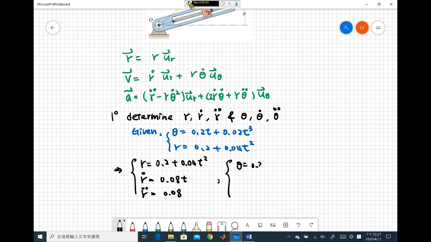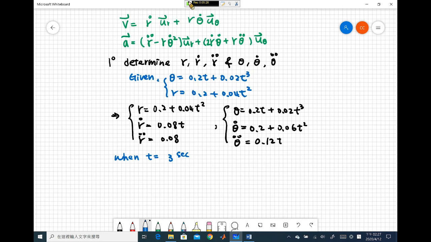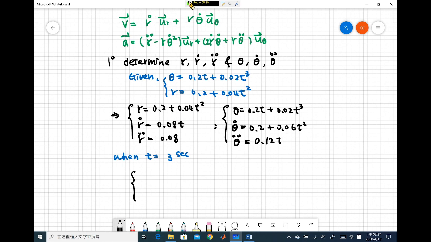Your theta, I just rewrite this equation. So your theta dot will be 0.2 plus 0.06 t squared. Theta double dot will be 0.12 t. So when t is equal to 3 seconds, then you obtain your r is equal to 0.6 meter, r dot is 0.24 meter, r double dot will be 0.08 meter per second squared. Sorry about that, meter per second for r dot.